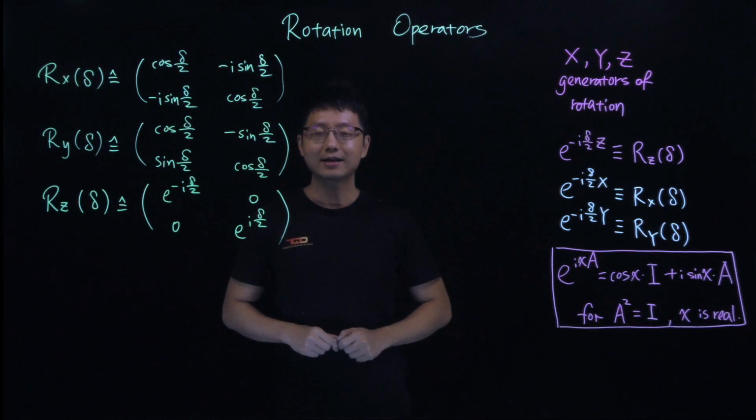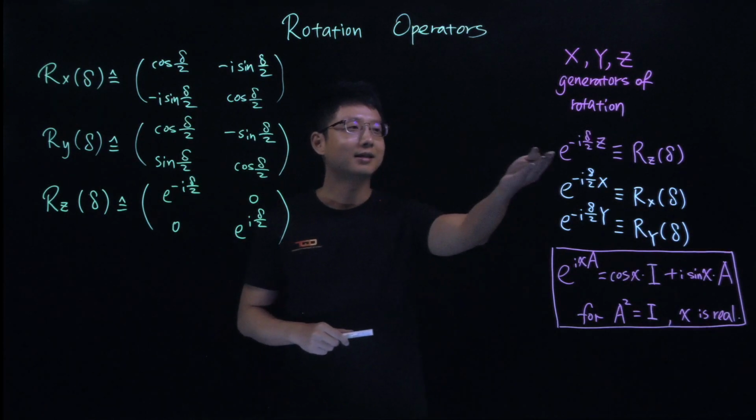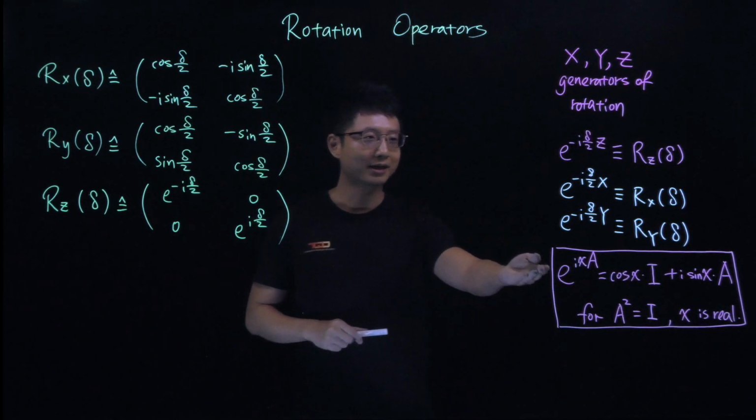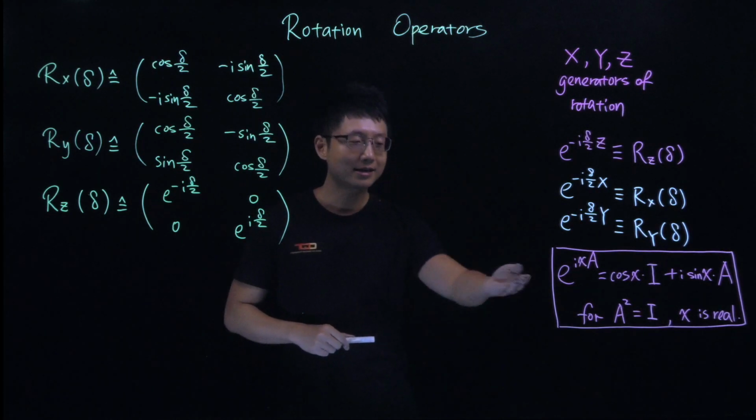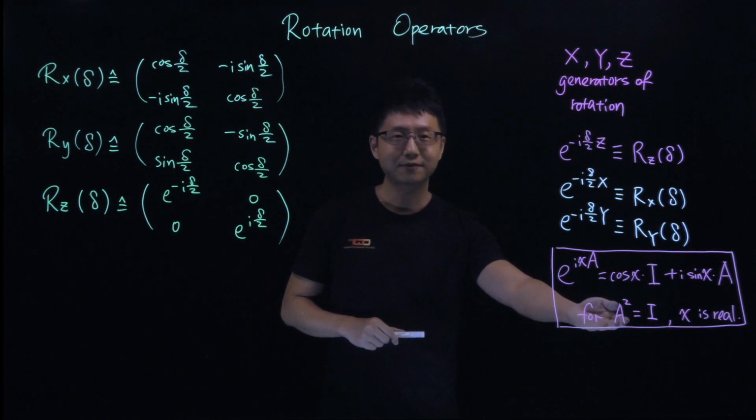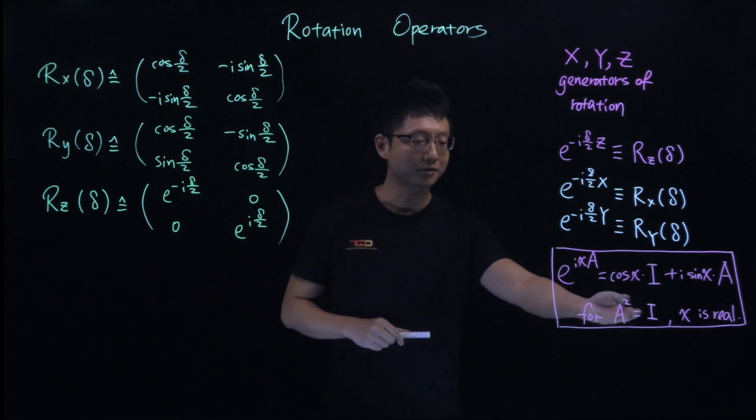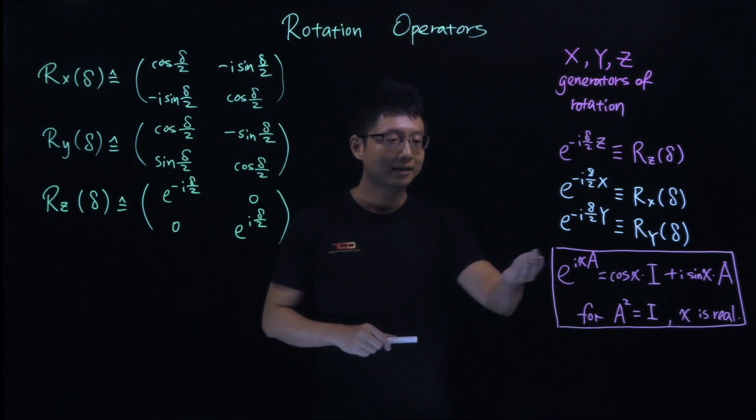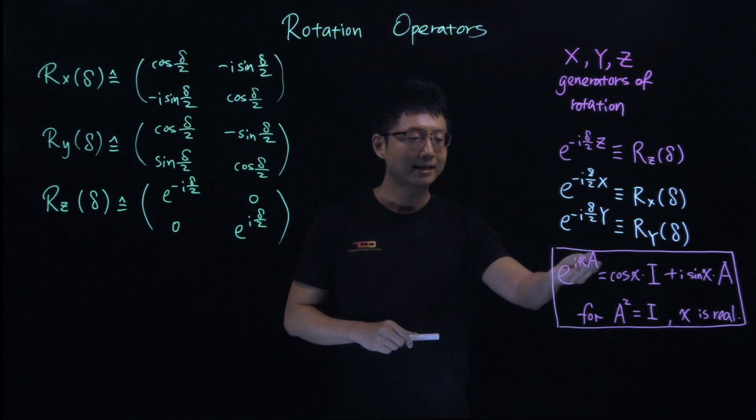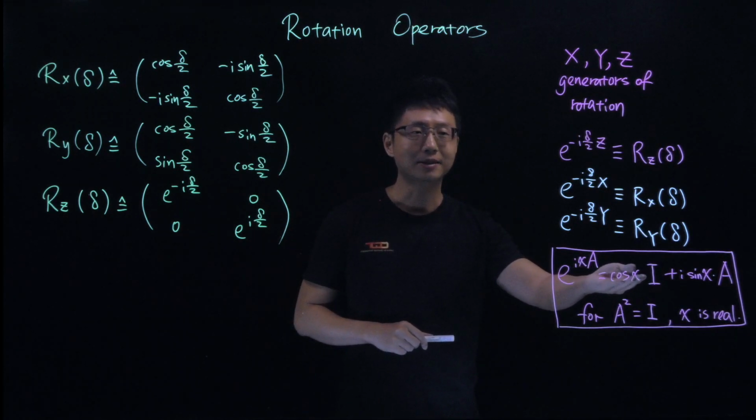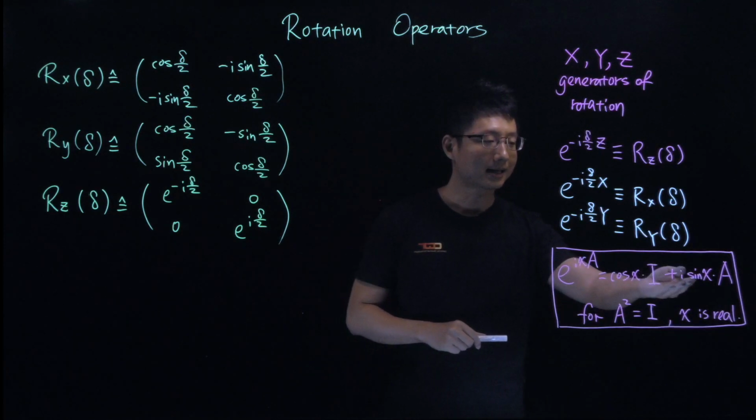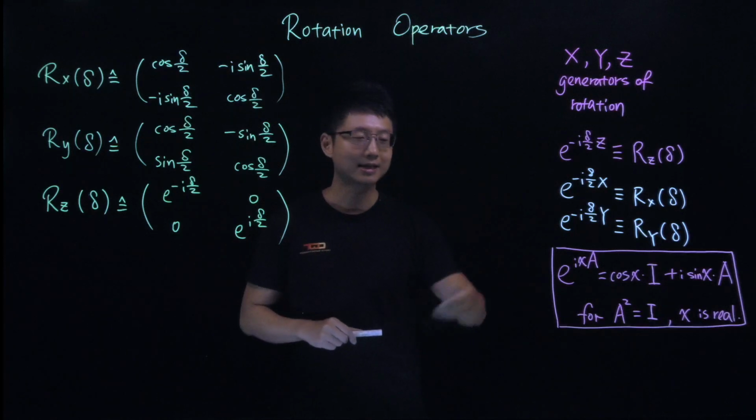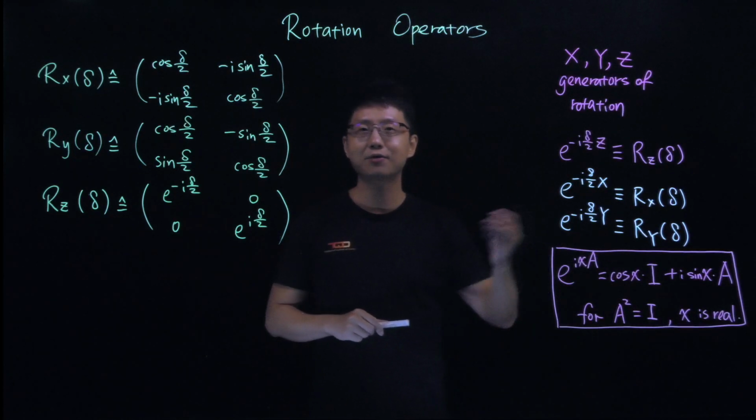In fact, there is also another way to work out the exponential of the operator z, because I would like to introduce you to a quite important identity. That is, for an operator A which satisfies the property A squared equals the identity, and with x being a real parameter, e to the power of i x A equals cosine of x times the identity plus i sine x times the operator A. You can verify this identity using the Taylor expansion on both sides of this equation.